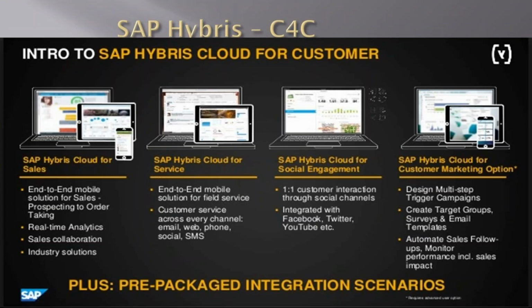And SAP Hybris Cloud for Customer. SAP Hybris Cloud for Customer has two standalone applications. One is SAP Hybris Cloud for Sales. Second one is Hybris Cloud for Service. Here, if you compare the SAP CRM applications and C4C, Cloud for Customer applications, CRM has the capability of sales, service, and marketing, whereas C4C has only sales and service. It doesn't have any marketing solutions.